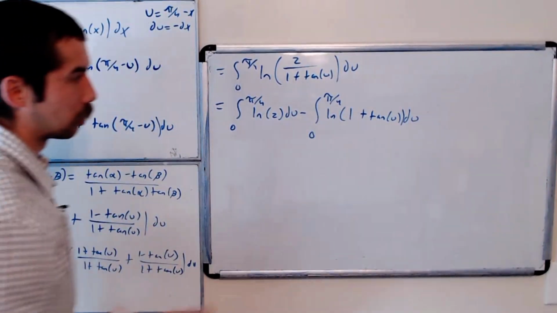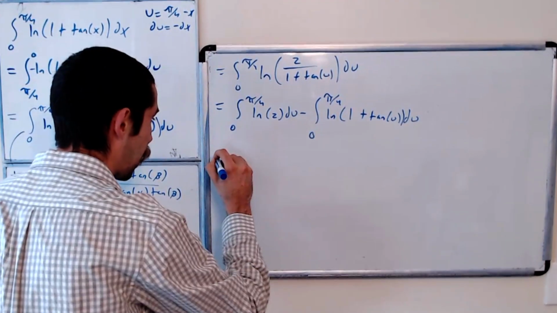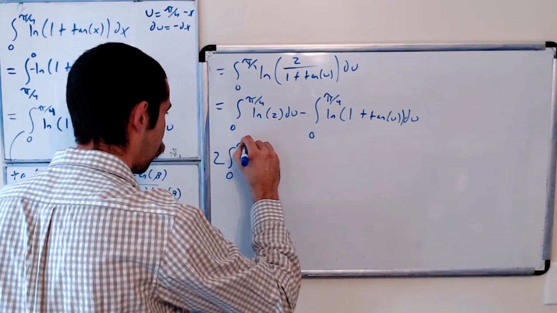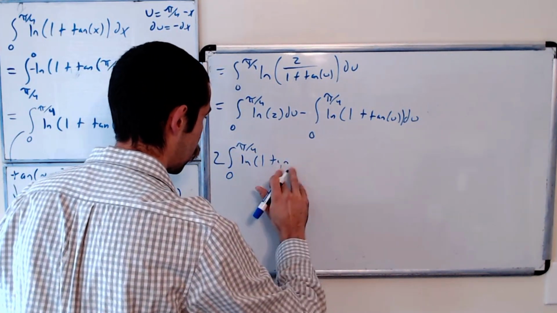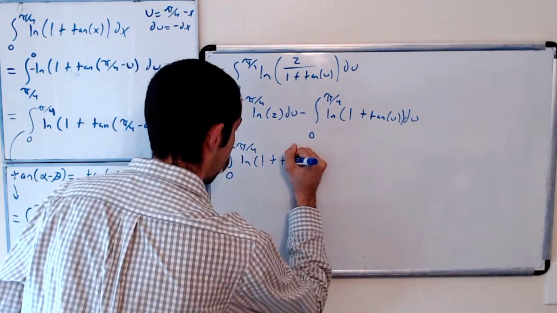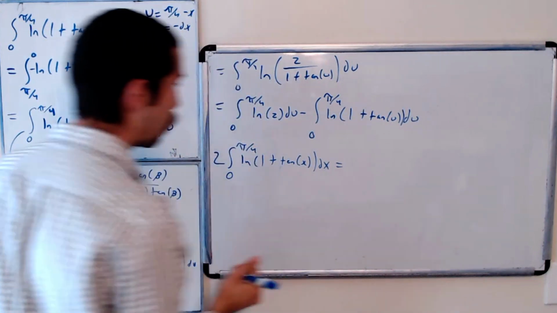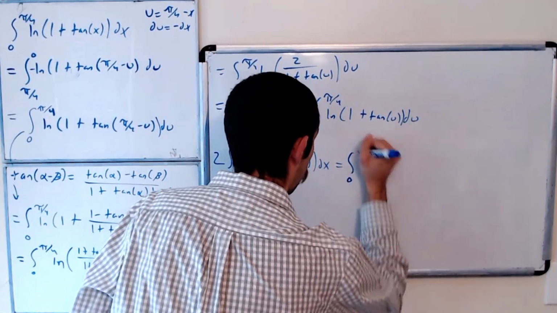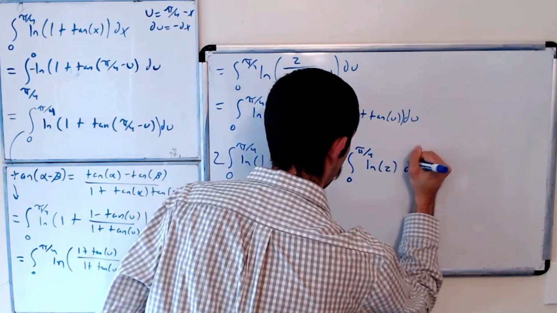we have the same bounds. Okay, so we could add this over to the other side, and we get 2 times the integral from 0 to pi over 4 of ln of 1 plus tan of x dx is equal to the integral from 0 to pi over 4 of ln of 2 du.